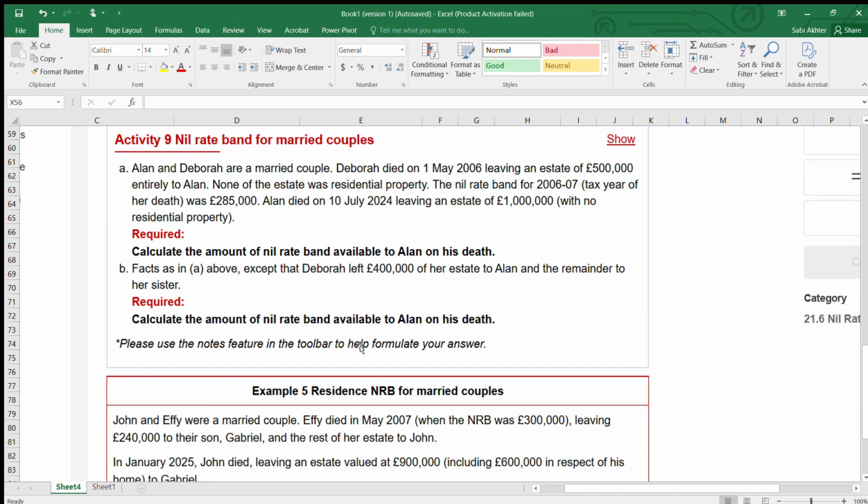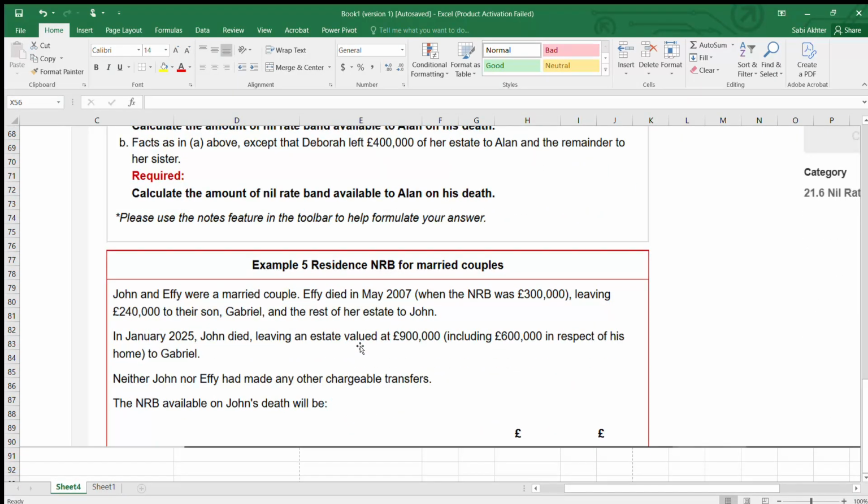Now, moving to example 5. So here it is about residence nil rate band. John and Effie, married couple. Effie died May 2007. Nil rate band was 300 that time, leaving 240 to her son, and the rest of the estate to John. John died leaving an estate value 900 including 600 in respect of his home. Neither John nor Effie had made any chargeable transfer. So the nil rate band available on John's death. That is the second death.